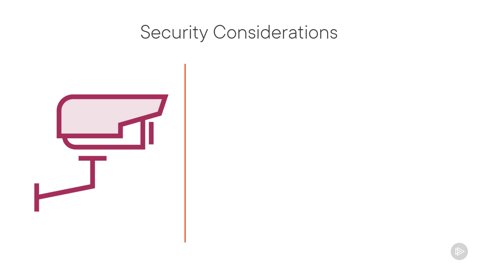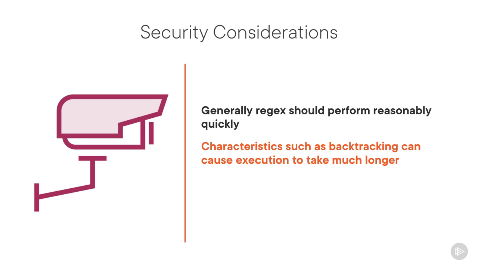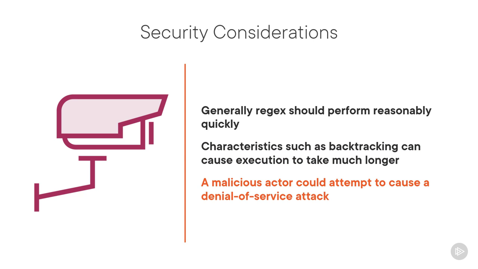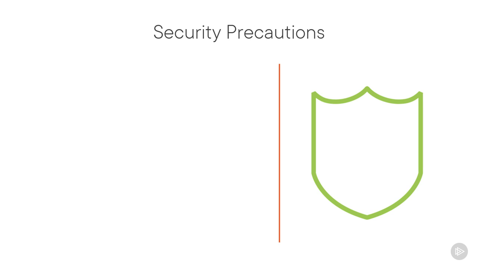Why would we want to provide a timeout? Generally, regex should perform reasonably quickly for most comparisons. However, because of various characteristics such as support for backtracking, it's possible to write patterns which take exponentially longer even on relatively short input strings. A malicious user could find ways to provide input to regular expressions which could cause a denial of service attack. Therefore, we should take some steps when using regex.